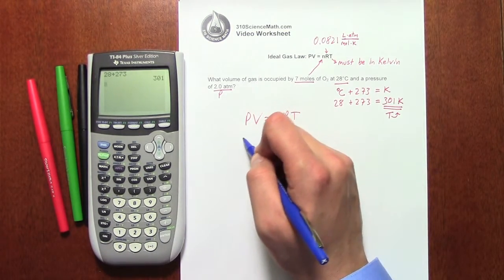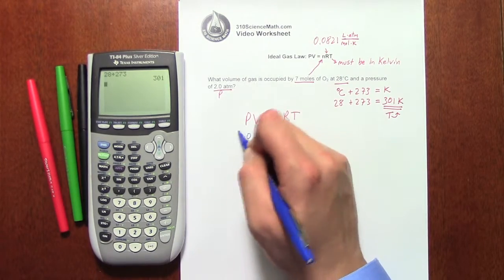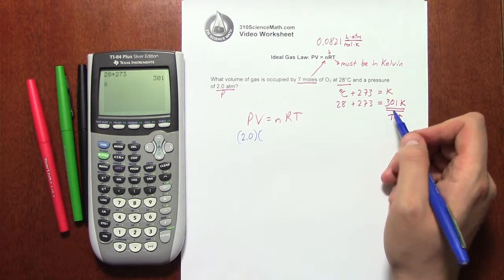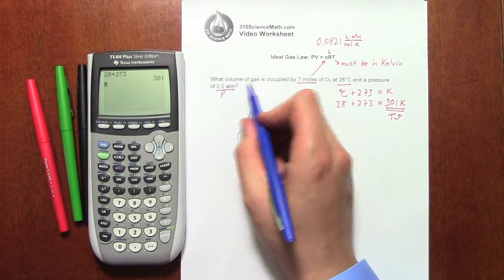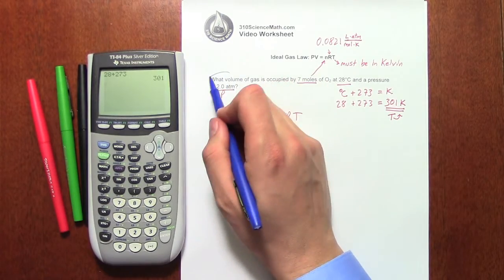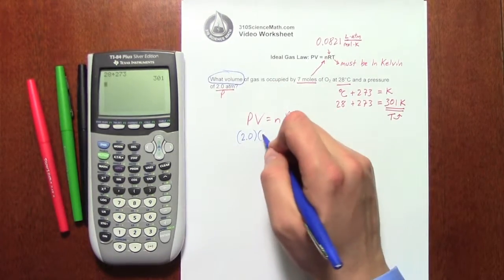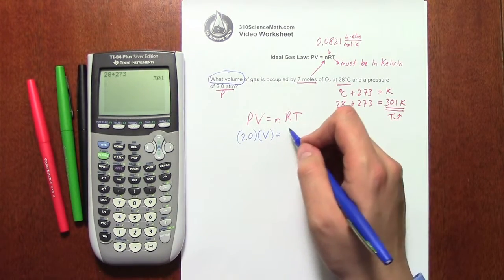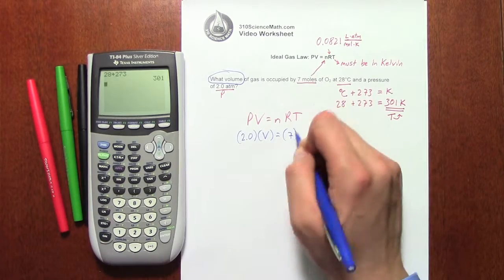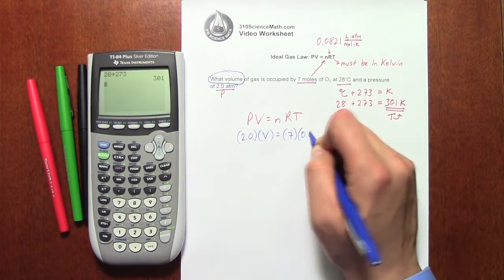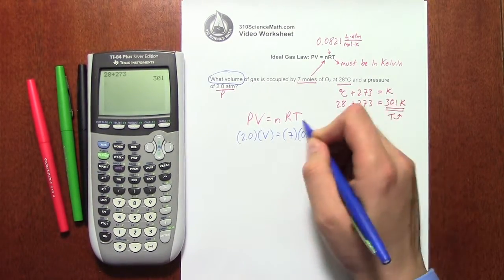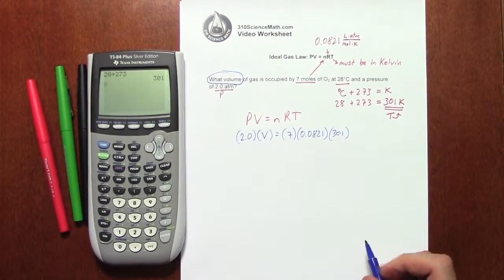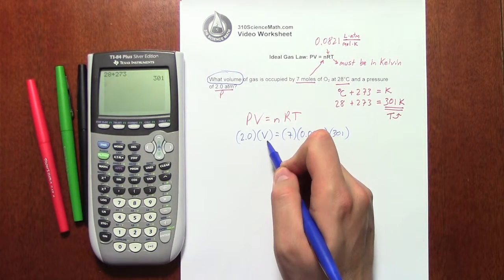All right, so the pressure is in atmospheres. So we're going to put in 2.0 atmospheres of pressure. The volume is in liters. And, oh, wait a minute, that's what we're looking for. We're looking for the volume because it says what volume. So we don't know the volume yet. All right, the moles, which is represented by n, is 7. The gas constant is 0.0821. And the temperature is 301. Okay, so the only thing that we need to solve for is this volume.